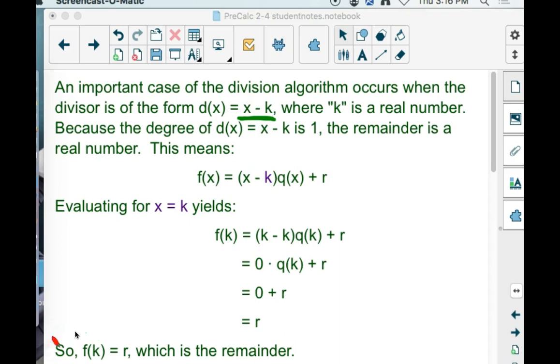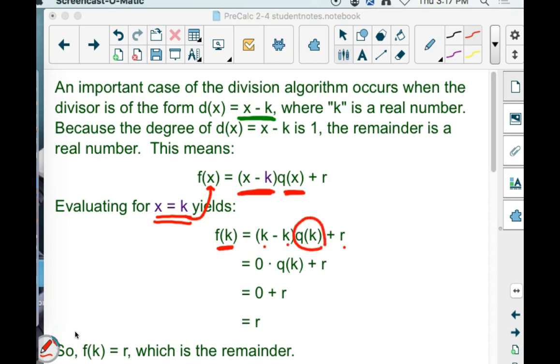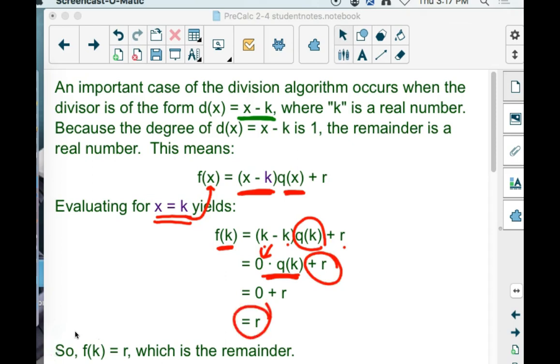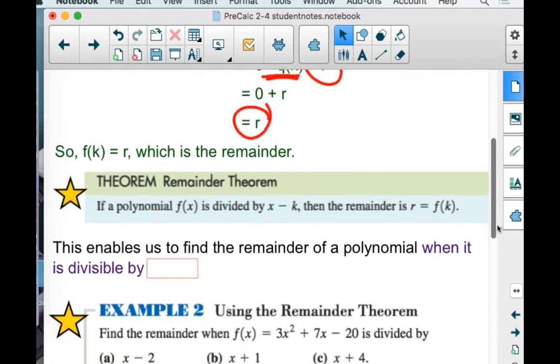So what does that tell us? If we take our d of x and we multiply that by q of x and add the remainder, we get what we originally started with, which is exactly what we've been doing when we are writing these out. So evaluating x equals k yields, well, if we take this x and we replace it with a k, it'll say k minus k times our quotient plus r. Well, k minus k is 0, so 0 times the quotient plus the remainder means all that we're going to have left is the remainder. So they're saying if we evaluate this for that 0 that we have, we'll just get the remainder. So like it says down here, f of k equals r, which is the remainder.